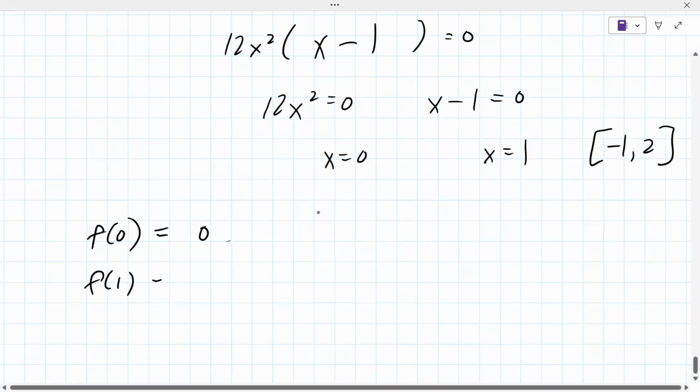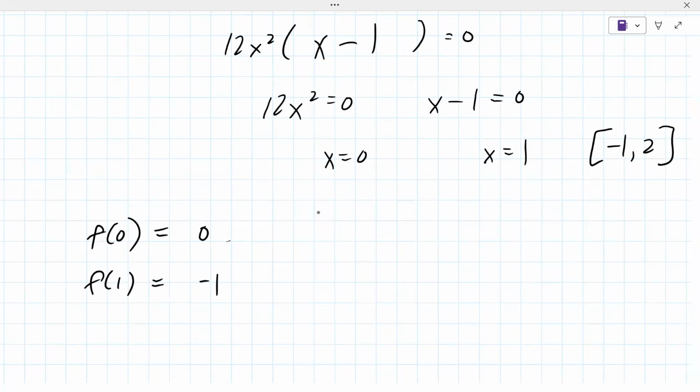So you go back and you evaluate f of 0 and f of 1. F of 0 ends up being 0. F of 1 ends up being -1. And you really need the other points. F of -1 was 7. F of 2 is 16. So that's the max and that's the min.